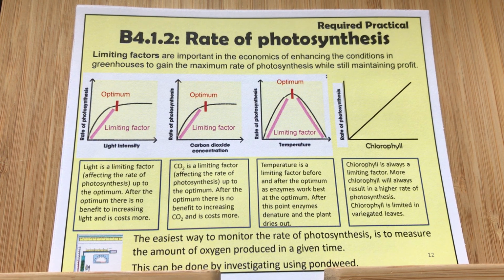Chlorophyll is the final limiting factor that they just brought into the course. Okay, and it makes sense. We talked about chlorophyll being like the oven. Okay, the more ovens you've got, the more cakes you can bake. Okay, the more chlorophyll there is, the more photosynthesis that can occur.